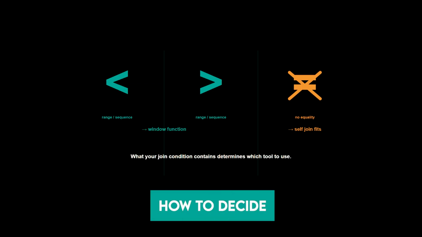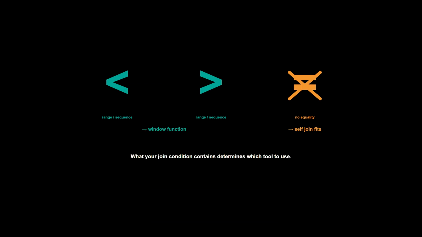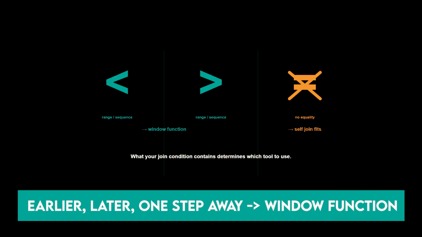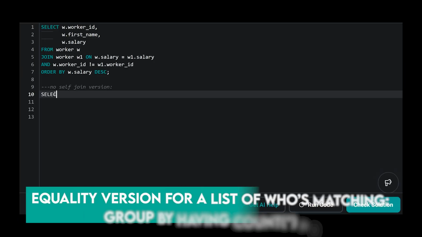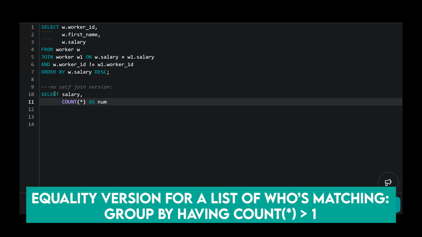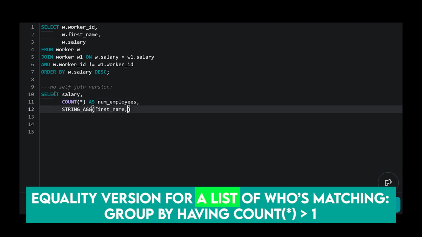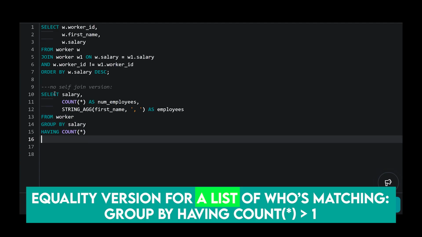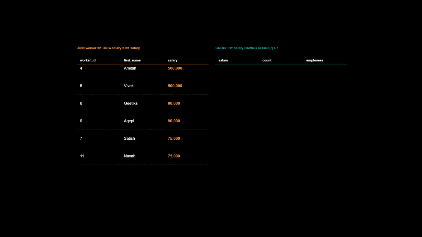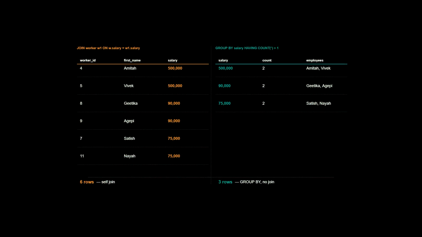If your join condition is comparing a row to its neighbor, earlier, later, or exactly 1 step away, rather than matching a shared attribute across different entities, a window function gets you the same answer with a fraction of the rows sitting in memory. There's an equality version of this too. Remember the salary question? If all you actually want is a list of who's matching, not the pairs themselves, group by with having count star greater than 1 gets you there directly, no self-join required. Same 3 pairs, same 3 names, 6 rows down to 3, and no join at all.